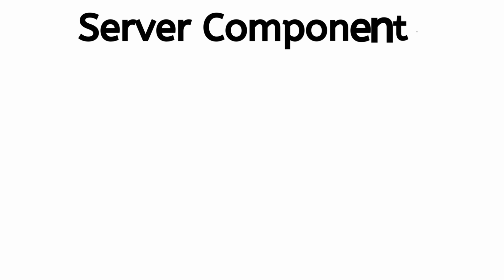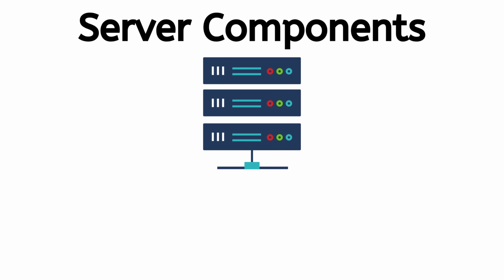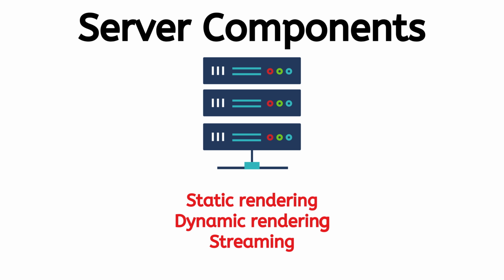Now let's look at server components. By default, Next.js components are server-side components, and unless you mention the use client directive on top of the page, all are server-side components. There are three different ways to create server-side components: static rendering, dynamic rendering, and streaming. These are the three types of server-side component rendering that are possible in Next.js. Now let's look at them one by one in detail.